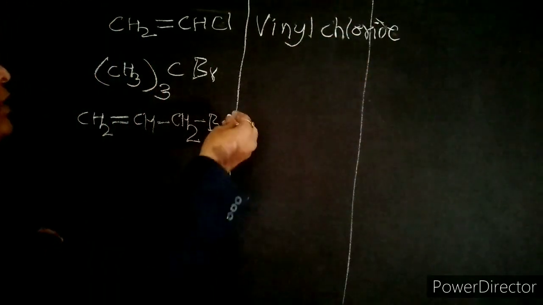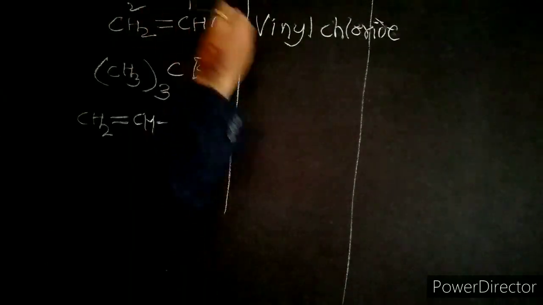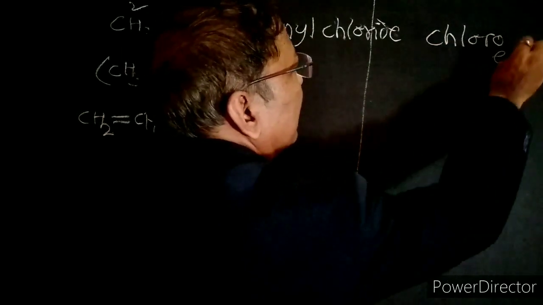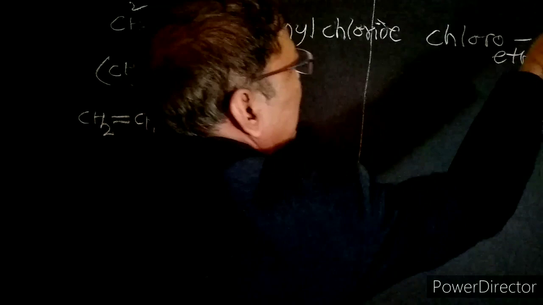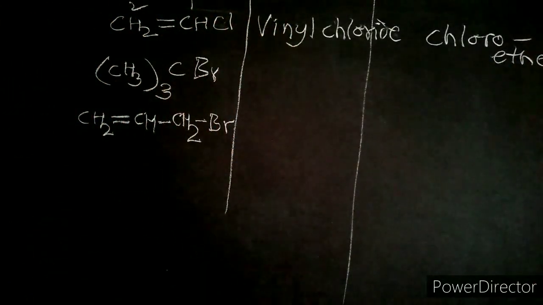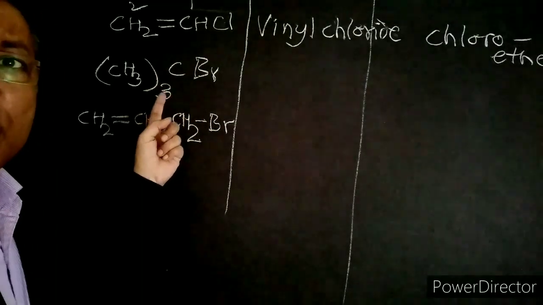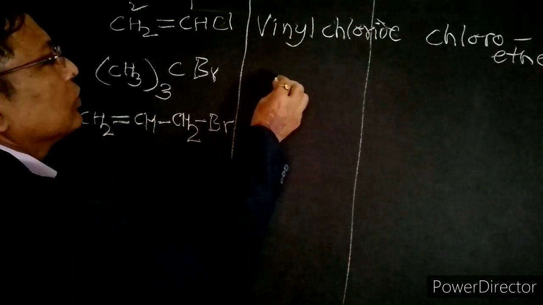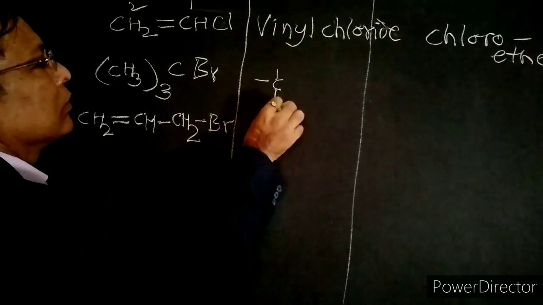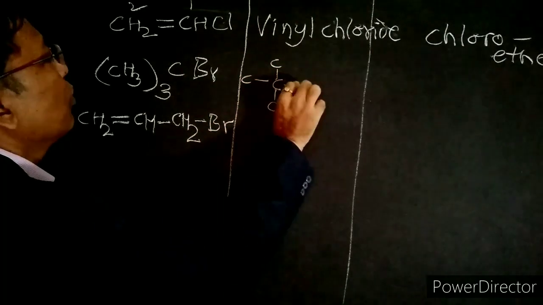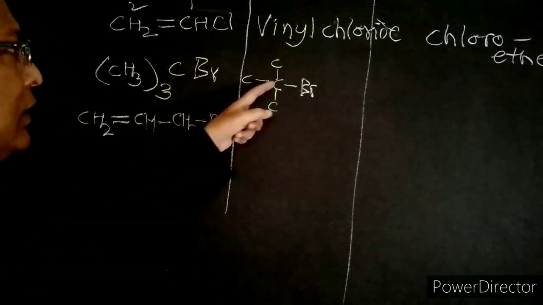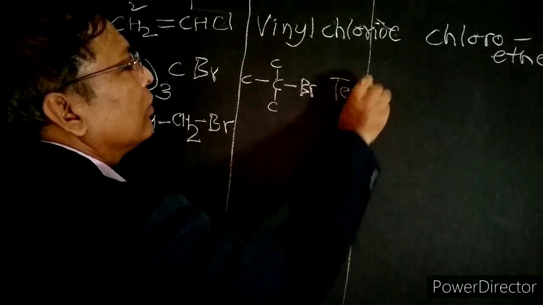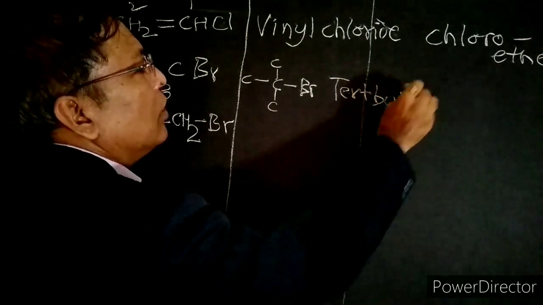And its IUPAC name is chloroethene. This molecule is very important because we are going to use this molecule in the SN1 reaction. So its structure is like this, and bromine is attached to here. Therefore, this group is the tertiary butyl group. Therefore, the name is tertiary butyl bromide.